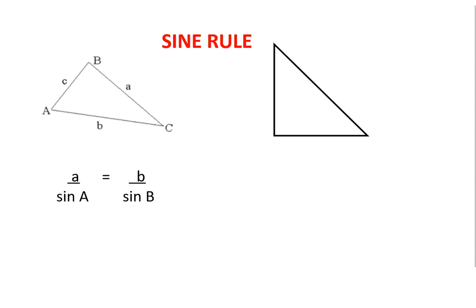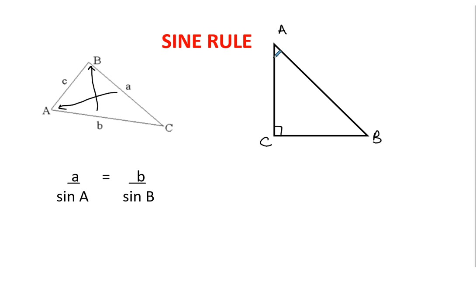Okay, and the sine rule. Let's label our triangle here. So you've got A, B, C. So here in advanced trigonometry, you've got A divided by sine A is B divided by sine B. You could also have C divided by sine C. So it just means a side divided by the opposite angle is always the same as another side divided by the opposite angle.